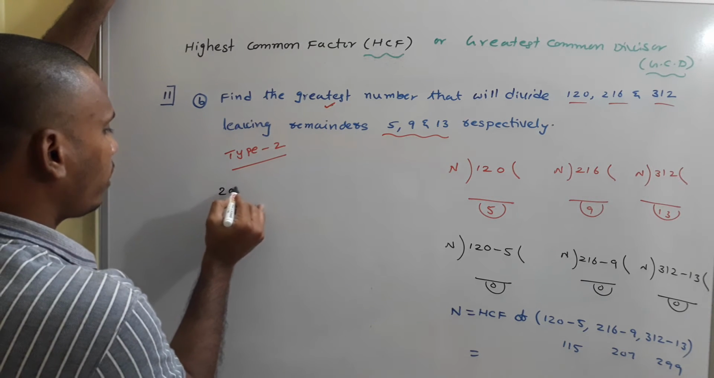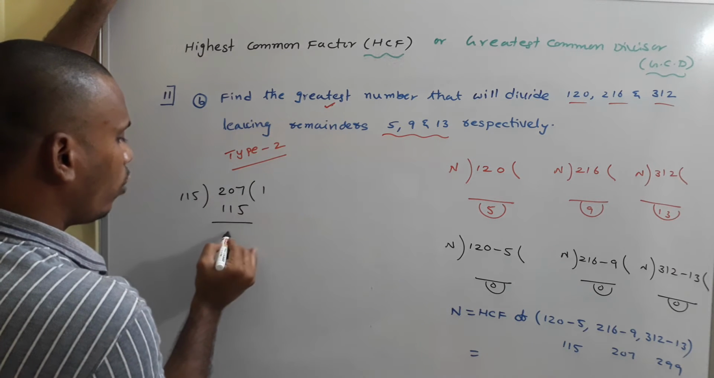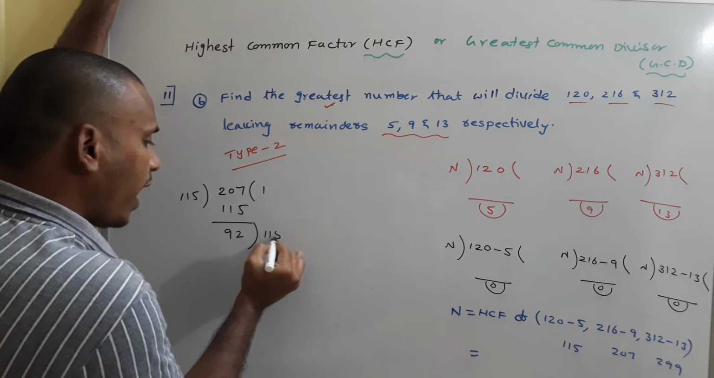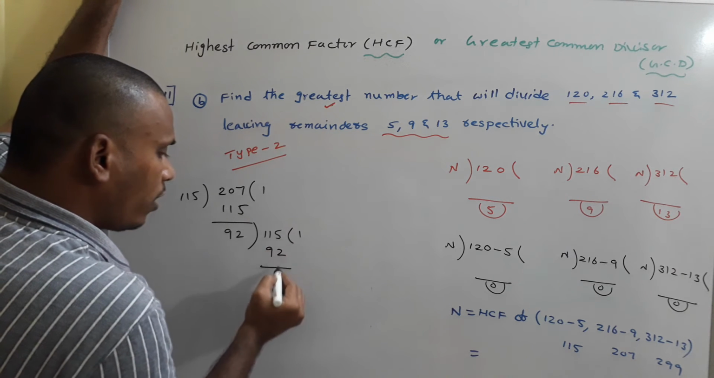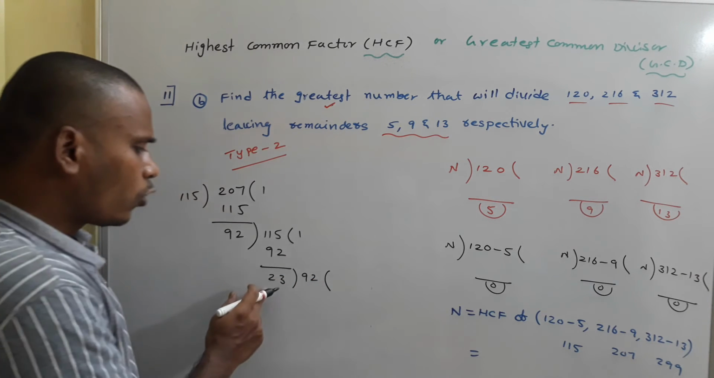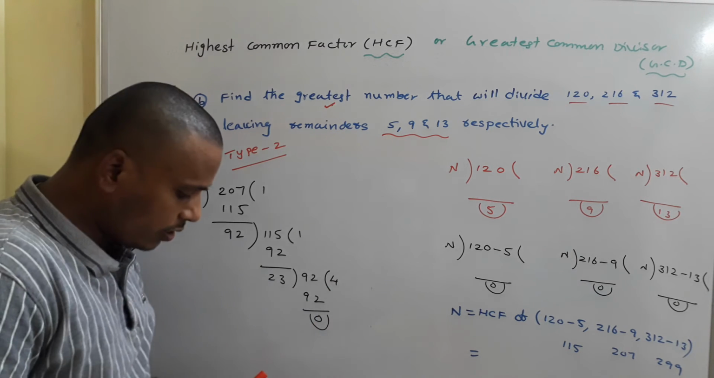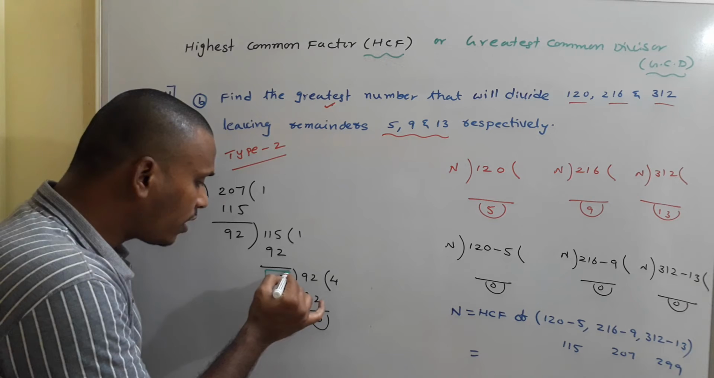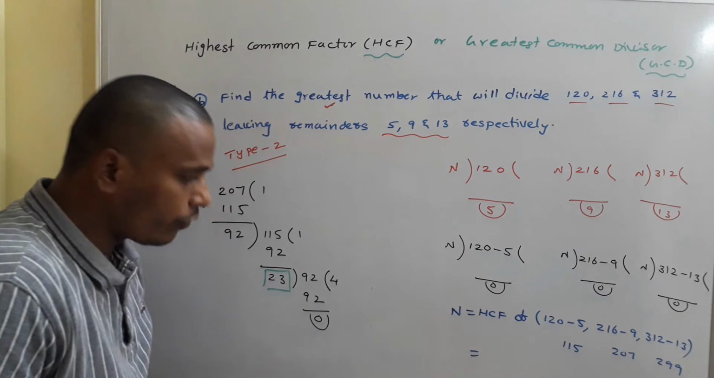First of all, you divide 207 by 115. 115 once is 115, you are left with 92. Now this time 92 is the divisor and you write 115 as the dividend. 92 once is 92, so you get 23. Then 23 fours are 92 and your remainder is 0. Since the remainder is 0, the divisor in the last part of the division is considered the HCF. So 23 is the HCF of these two numbers, 115 and 207.